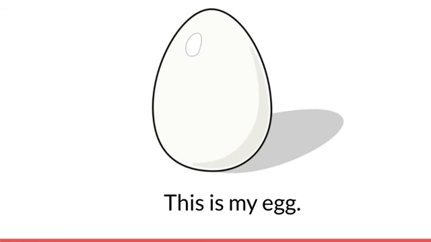Try this one all on your own. Be careful, these two G's, remember, are working together just to make one sound G. Really pay attention to the letters. Try not to get distracted by the picture. We're really focusing on reading the words. Let's read it together. Ready? Begin. This is my egg. One more time. This is my egg.